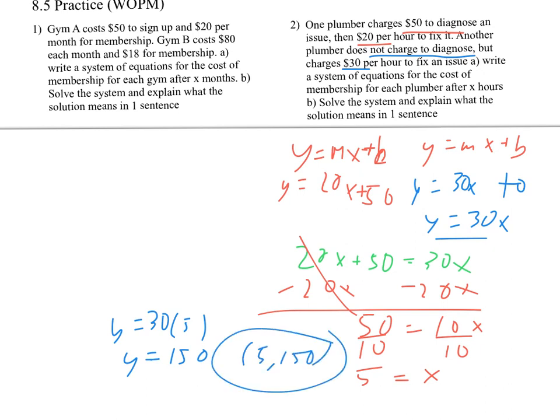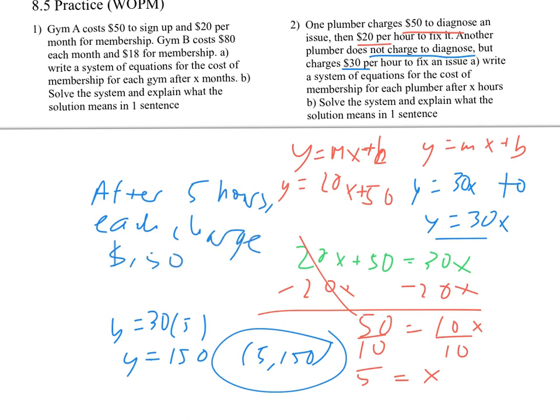And then what it means in one sentence is that after 5 hours, each charge $150. So that's the time where their price is the same. So you may have thought that this one's more expensive because of the $50 there, and before 5 hours it really is. But then at 5 hours they're exactly the same. And then after 5 hours, this one's actually cheaper.